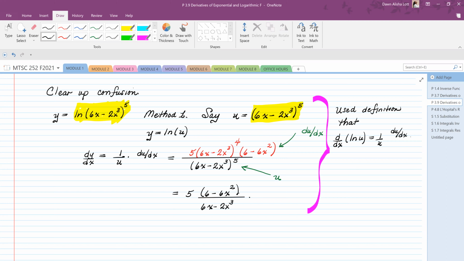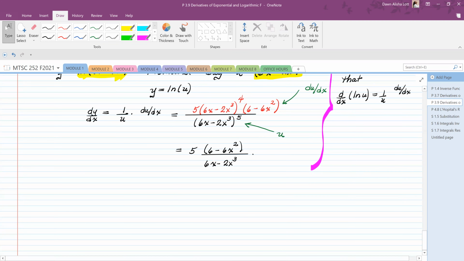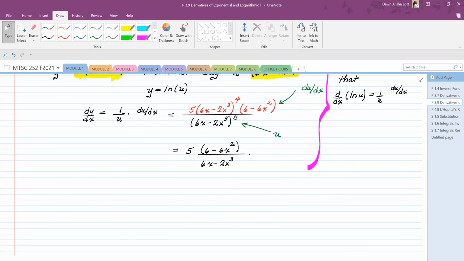Okay, Xavier, are you clear on that? What I did was I took all of u, the whole u, just as it was, to the denominator. And then I used the chain rule to differentiate u in the numerator. And then I simplified the expression. And the only thing I used was the definition of the derivative of the log of u. That's the first method. Now, the second method is to simplify y first.